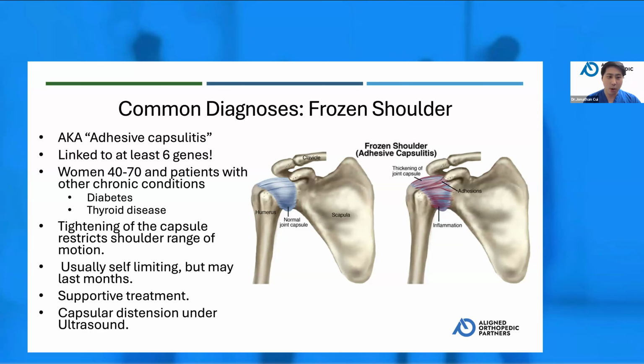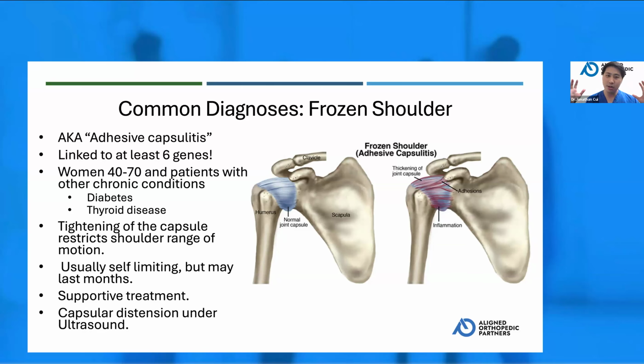It does have some genetic component to it, and it does seem to have a predisposition to affect middle-aged women and patients with other conditions such as diabetes or thyroid issues. So the tightening of this capsule restricts the range of motion. Usually there are 3 stages: a freezing stage, a frozen stage, a thawing stage. Kudos, whoever named that made it really nice and easy.